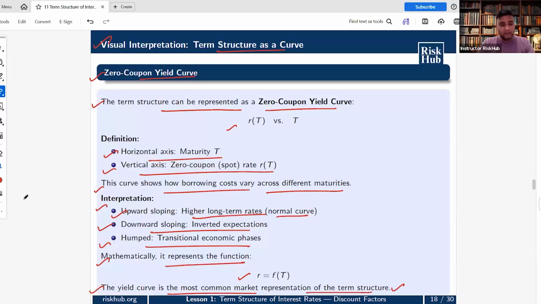So the definition of the zero coupon yield curve, its axes, three shapes of the function again. Plot description: R of capital T, plotted against capital T, horizontal axis maturity T, vertical axis the zero coupon spot rate for that maturity. R equals f of capital T, same statement as slide number 2, one rate per maturity, three shapes. Upward sloping means the long rate sits above the short rate; downward sloping, called inverted, means the reverse; humped means rates rise and fall across maturity.